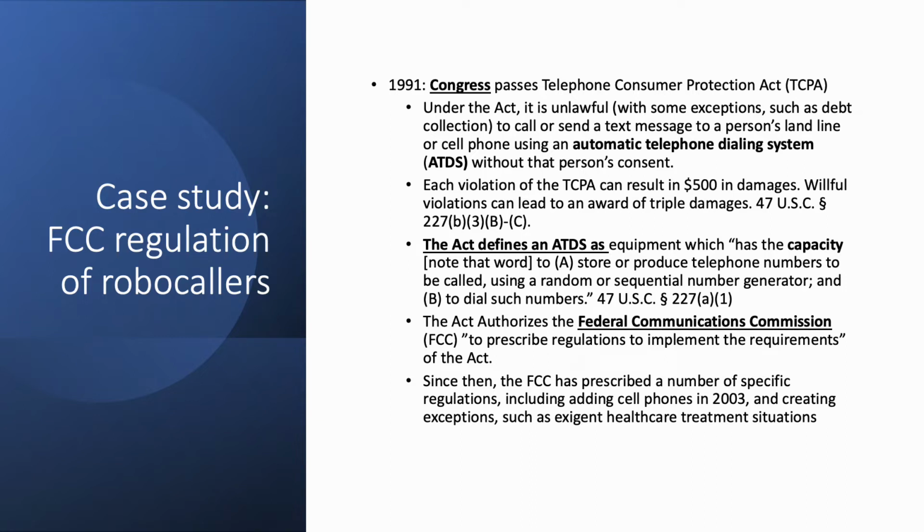So the act, then, that Congress passed authorizes the FCC to prescribe regulations to implement the act. So that's the process that I've been trying to describe to you. Congress passes a law and says to the FCC, we want you to do something, and we want you to create some regulations to do that thing that we've asked you to do. What is the thing? Do something about these automatic telephone dialing systems, calling people all the time. FCC, you figure it out.